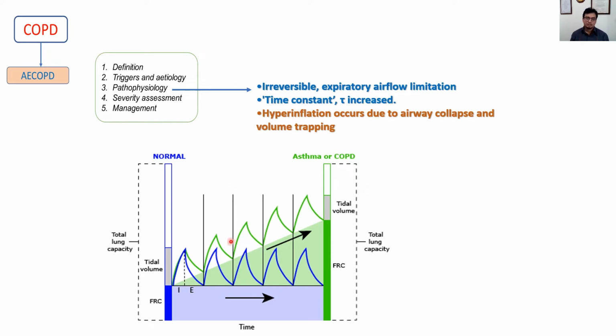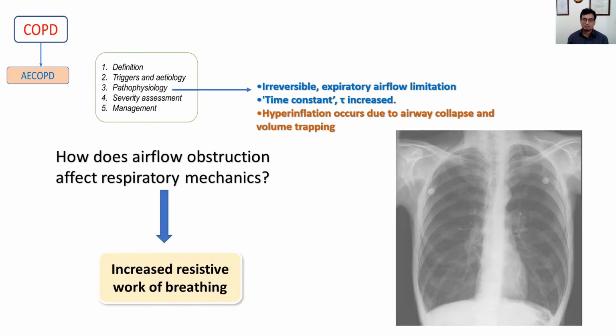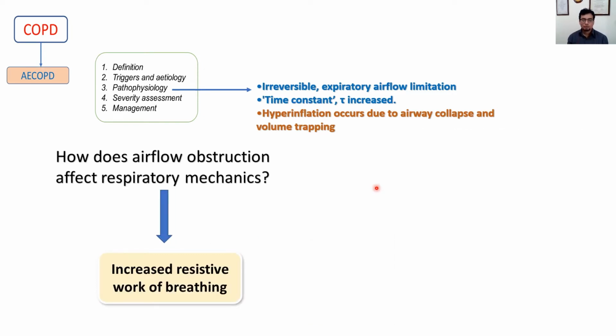So here in this figure you can see that each time at the end of expiration there is some volume which is trapped. Again, in the next inspiration, increased volume is trapped. Another expiration, at the end of expiration, again some more volume is trapped. So the trapped volume increases slowly, and that is the hallmark of hyperinflation. So lungs become inflated, inflated, and inflated, and there will be development of auto PEEP, that is intrinsic PEEP. So that also leads to increased resistive work of breathing.